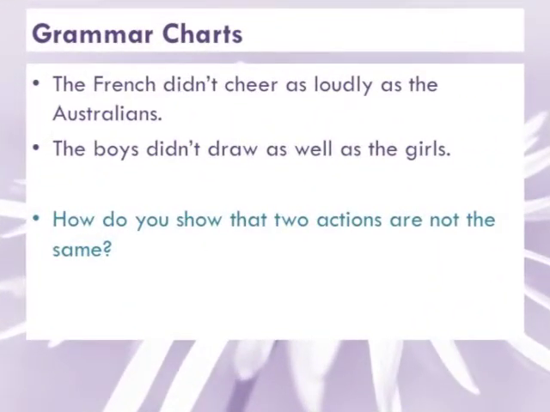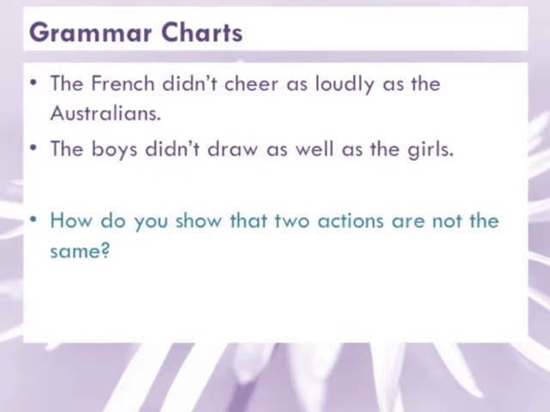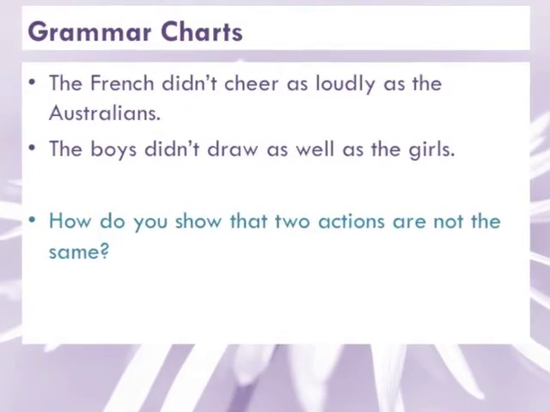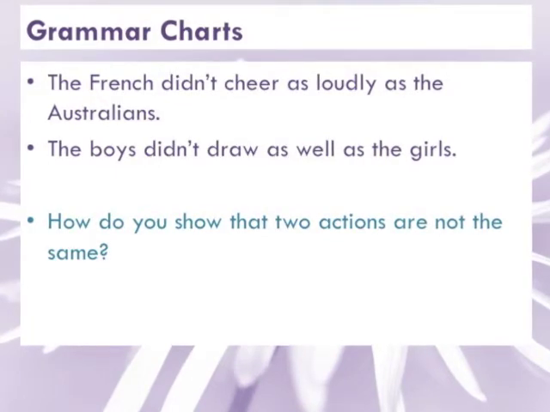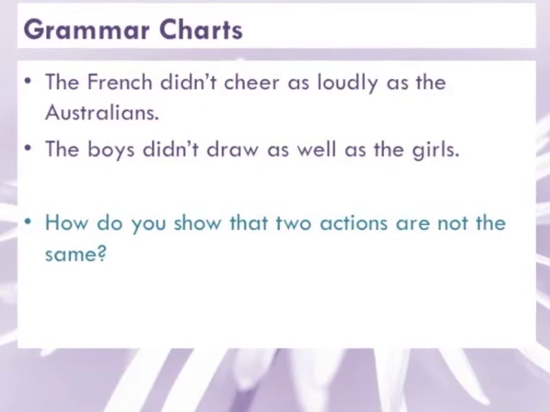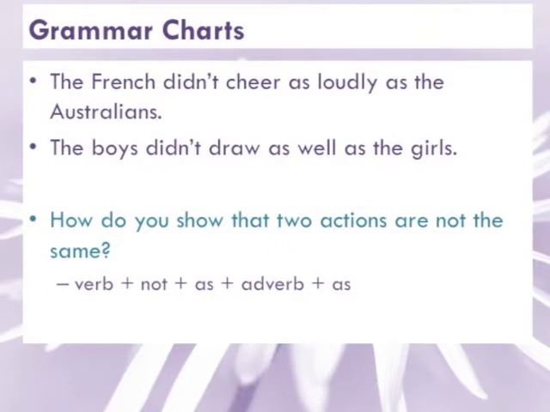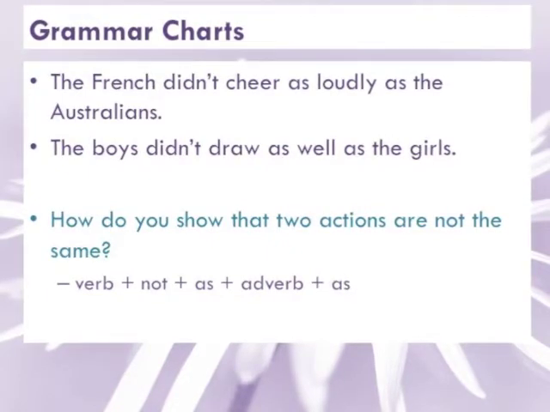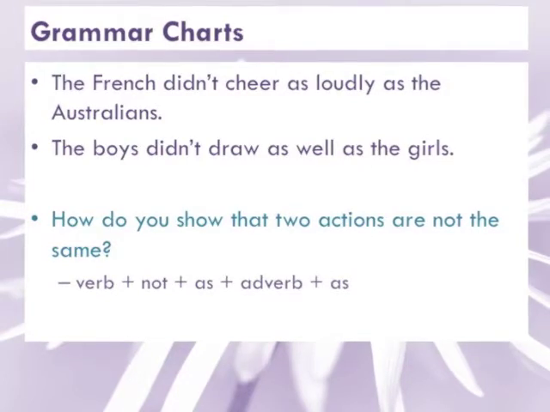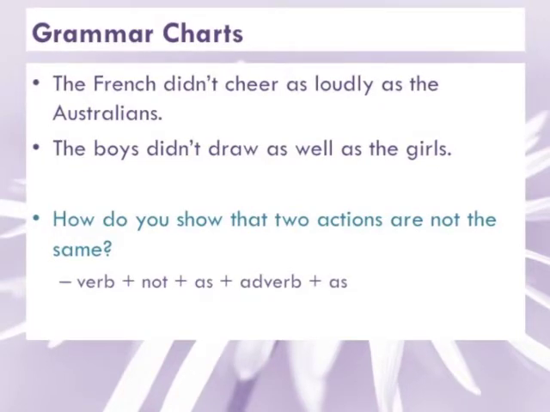The French didn't cheer as loudly as the Australians. The boys didn't draw as well as the girls. So here we're showing that two actions are not the same. So what's the pattern? Go ahead and pause and write it down. Here the pattern is verb plus not plus as plus the adverb and plus as again. So in the examples, did not cheer as loudly as the Australians, didn't draw as well as the girls.